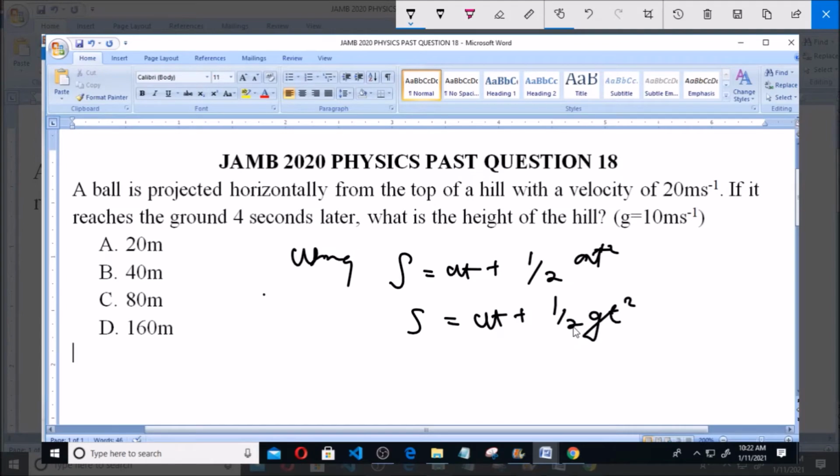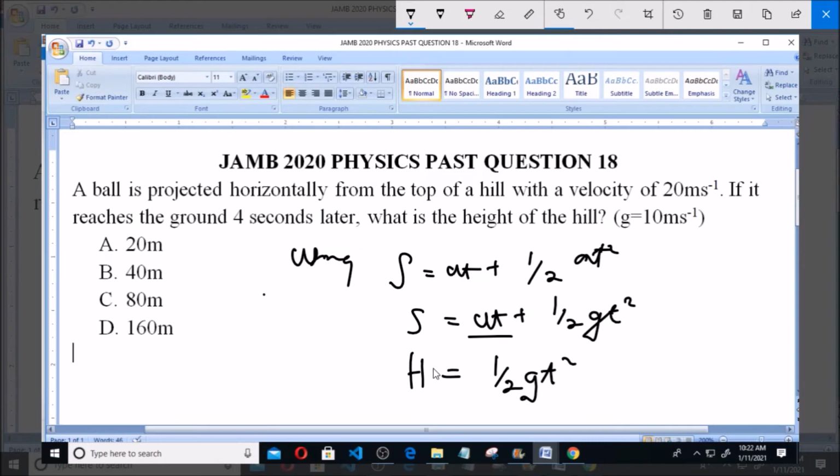Now because we are dealing with height, which is a vertical component due to gravity, we will not be using the ut term. So we'll be using h equals half gt squared, because we're trying to find the height of the hill. Remember, the ball was projected horizontally from the top of the hill.